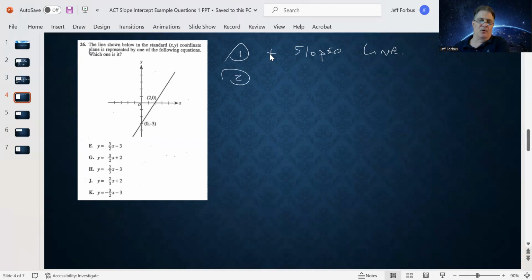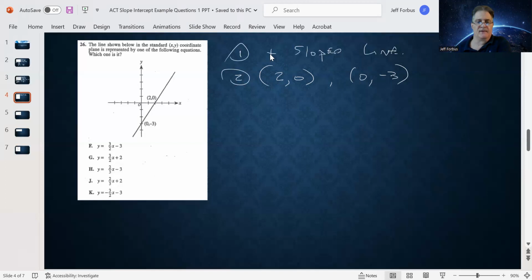All right, now you're given points (2, 0) and (0, -3). So you can take your point (2, 0), and you can do the same thing with (0, -3), and substitute it into these equations to see which one gives you back the y value. So let's take (2, 0), for instance. When x is 2, y should be 0. Which equation does that? Well, just use F.